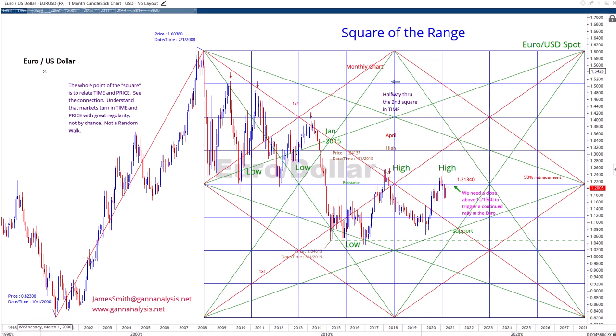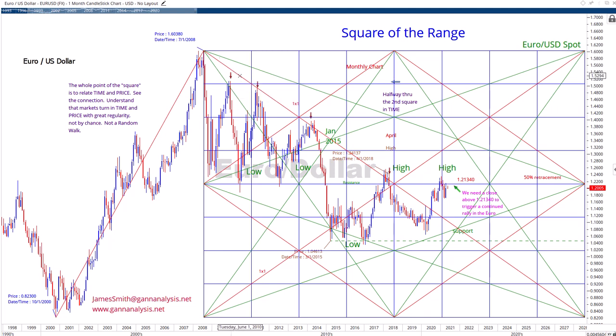Today we're looking at the euro dollar. We're starting from this low here in October 2000, connecting to the high of July 2008. That is the range that we use to project the square of the range. So in this case, we use the one by one.